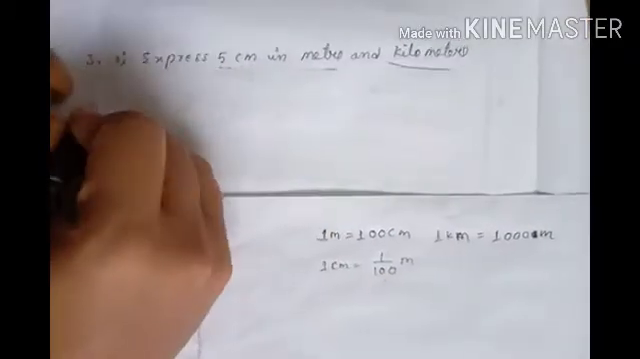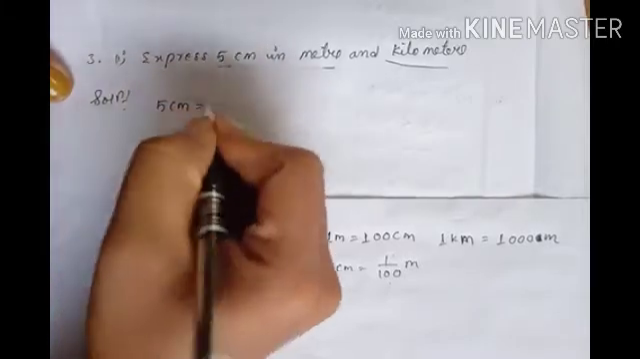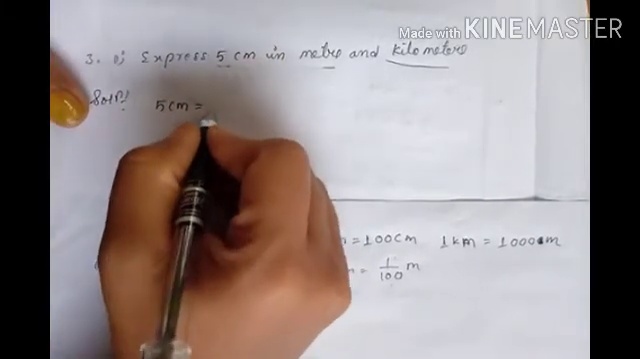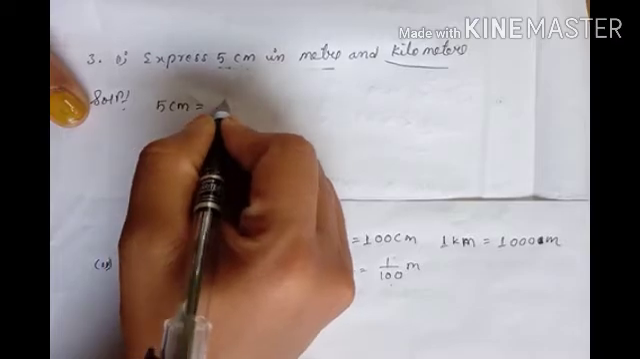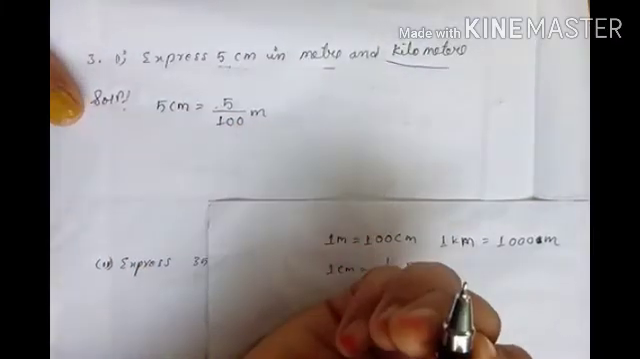So I will write like this. First it is given 5 centimeters. So you will convert this to what? You will convert this to meter. So it will become what? 5 upon 100 meter.